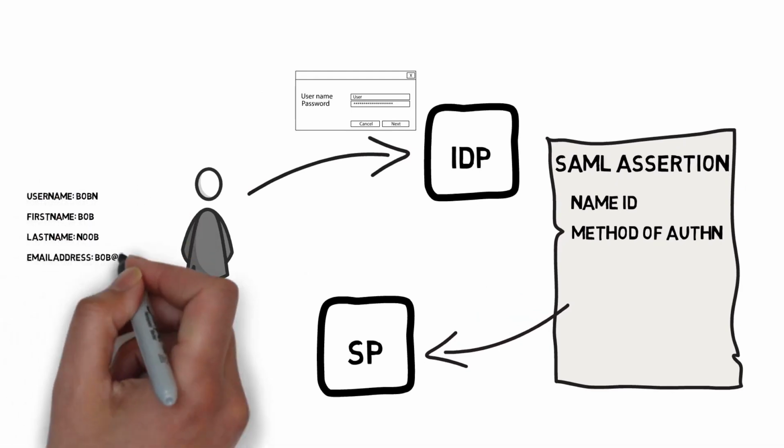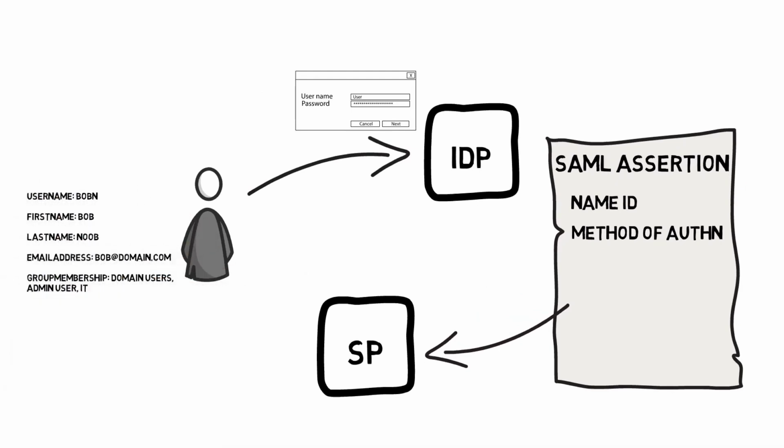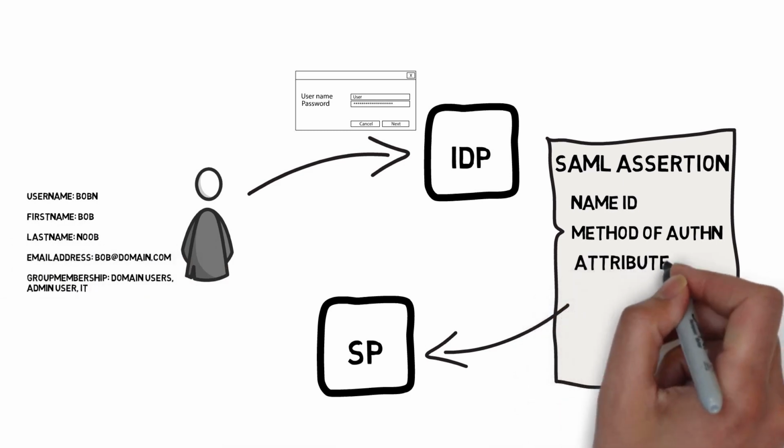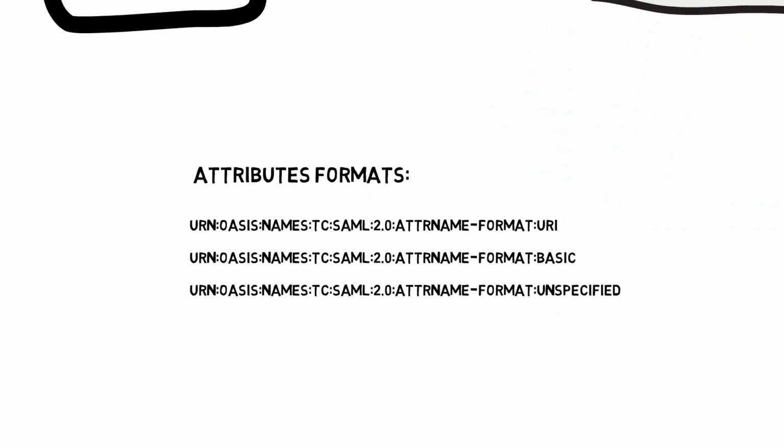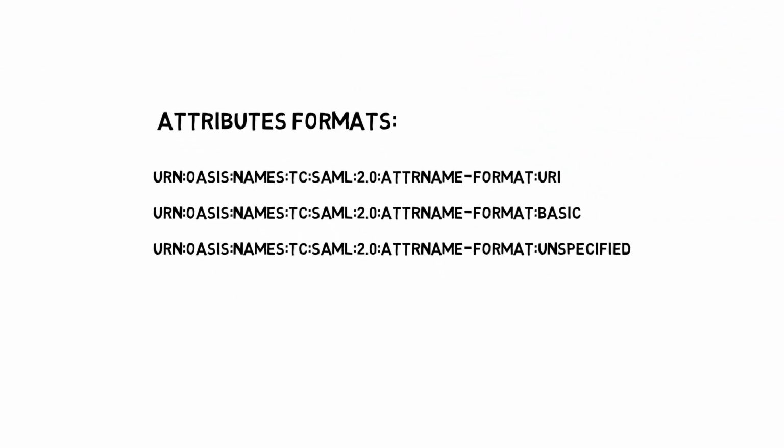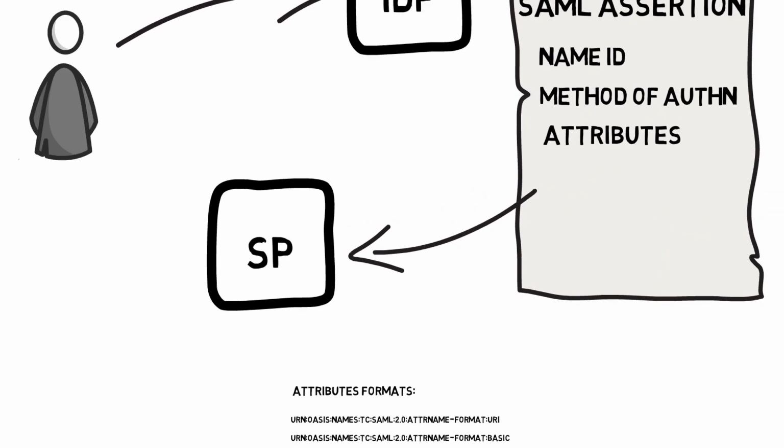A typical user object has attributes tied to it. So, of course, it makes total sense to add attributes in the SAML assertion, providing more details about the user. As with most other things with SAML, we need to specify the format of the attributes. And both SP and the IDP must be configured with the same formats.